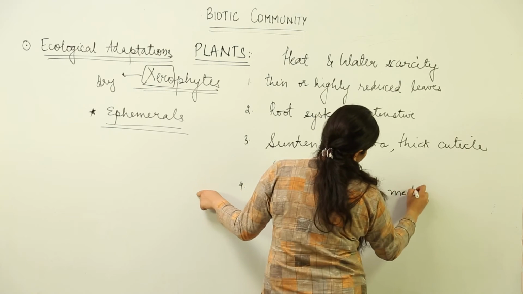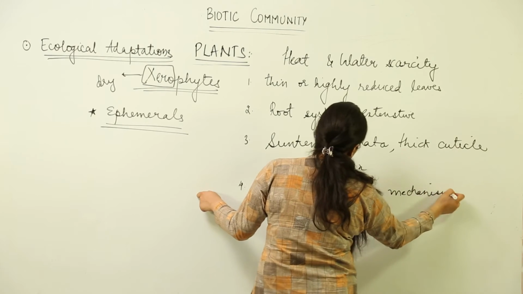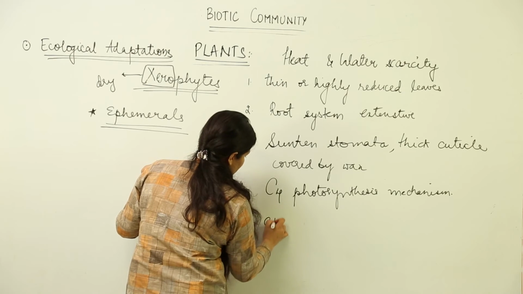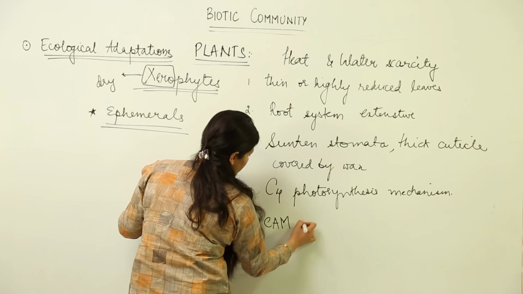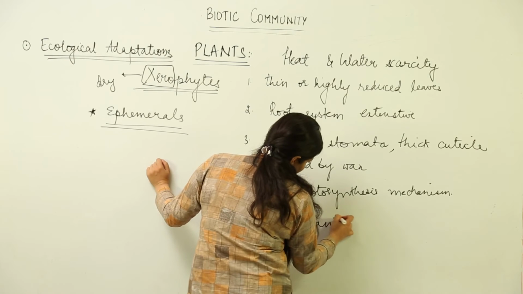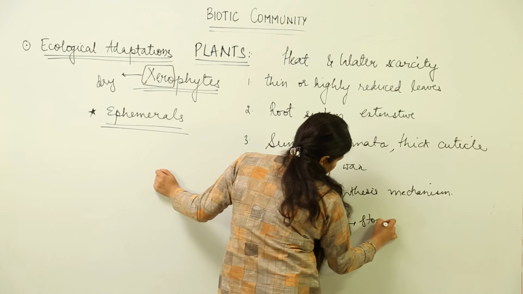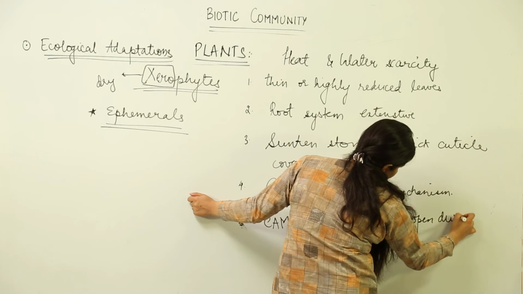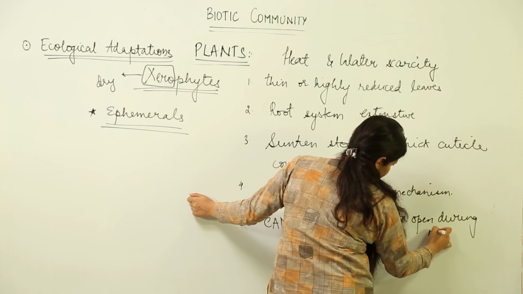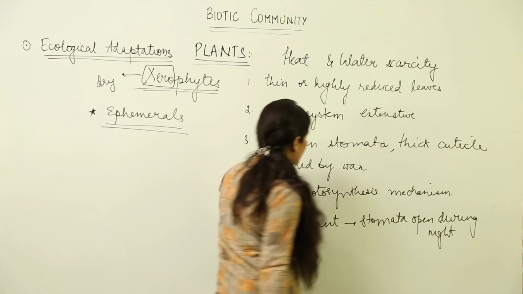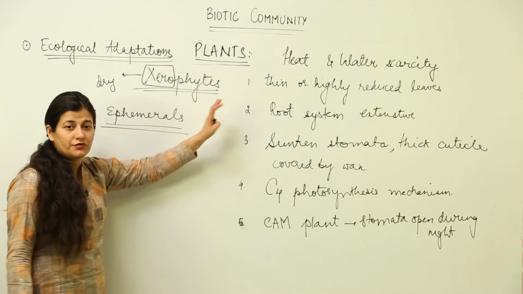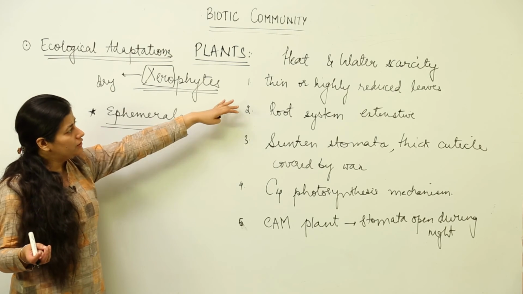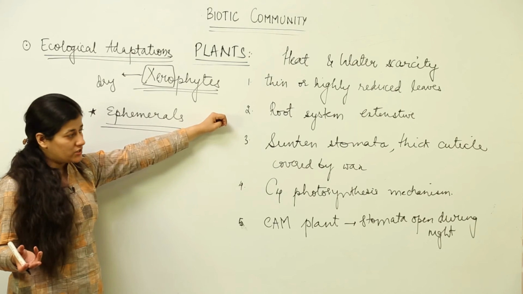This is a physiological adaptation. Apart from this, most of them are CAM plants. That means they show crassulacean acid metabolism, which means that stomata open during night. Okay. So, these are the various adaptations which xerophytes show. So, they will have thin or highly reduced leaves, or they could be replaced by prickles.